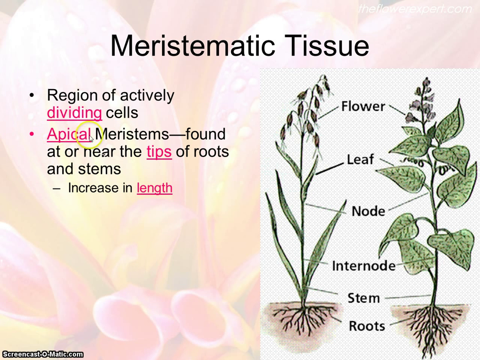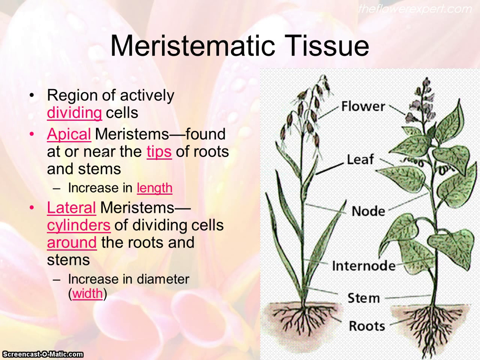The apical meristems are going to be found down close to the tips of the roots. Okay, so that leading forward part of growth, and at the tips of the stems, for more growth of the plant to occur. This particular type of meristemic tissue helps in the lengthening of the roots and stems. Your lateral meristems, okay, are going to be where the growth widthwise of the plant will occur.